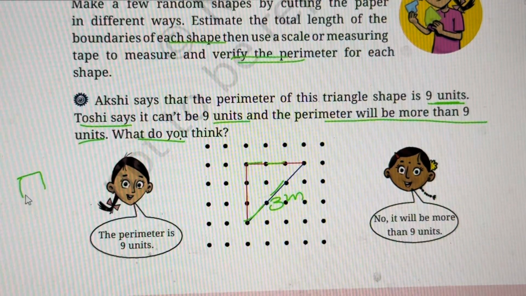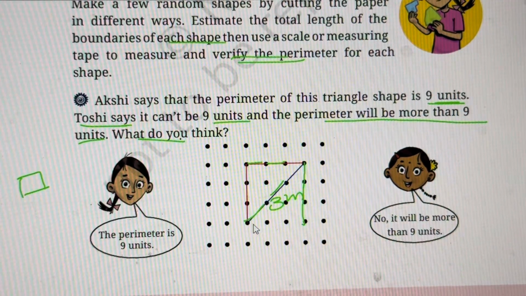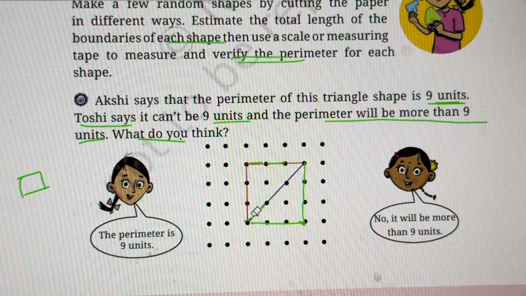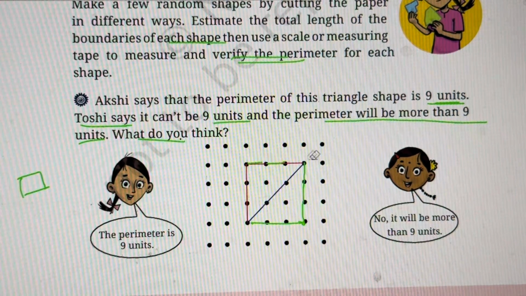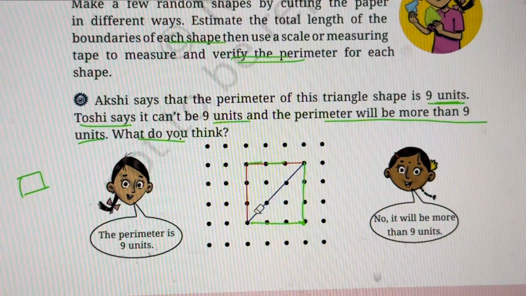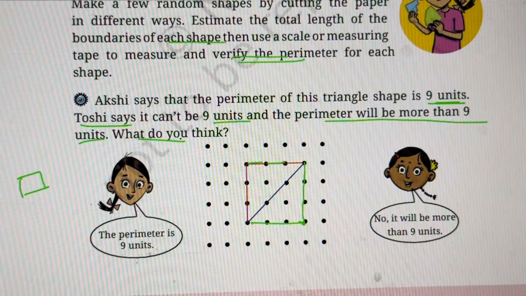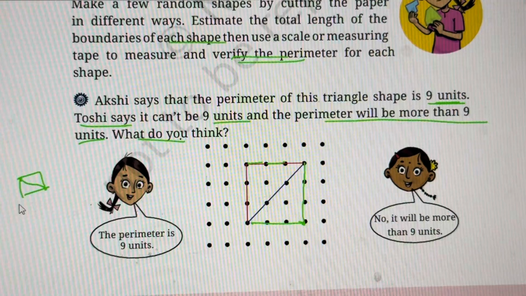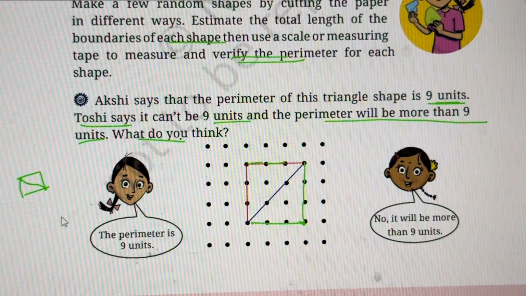But what if in this case also, suppose I form a square over here. So in that case, all sides will be 3, 3, 3. But the line which is formed here in the center is the diagonal of the square. And the diagonal of a square will always be a little longer than the side.